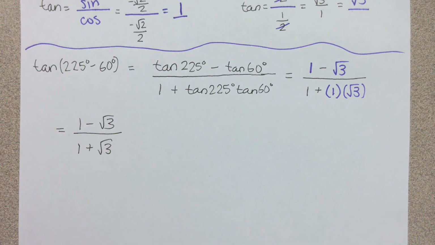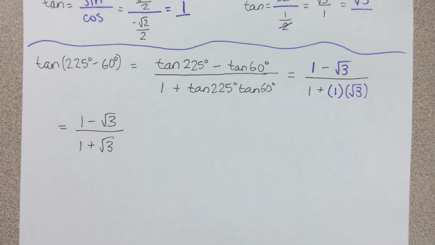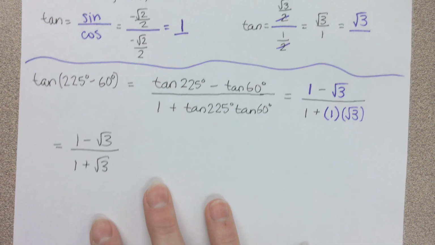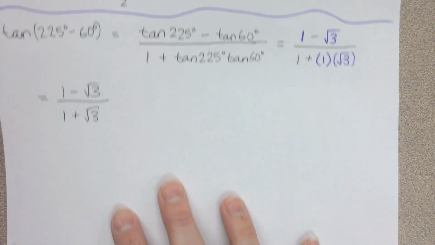No radicals on the bottom of a fraction. Top is fine, bottom is not. So this square root 3 here is a problem. We need to remove it. We're going to do that using the conjugate. That's why I showed you that earlier.